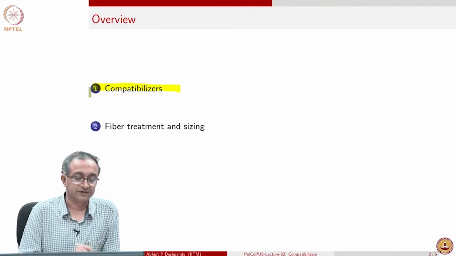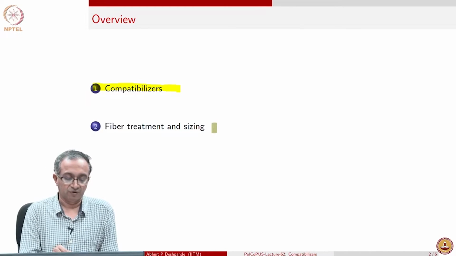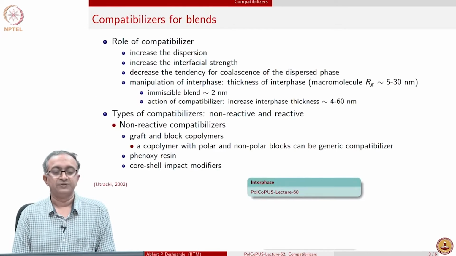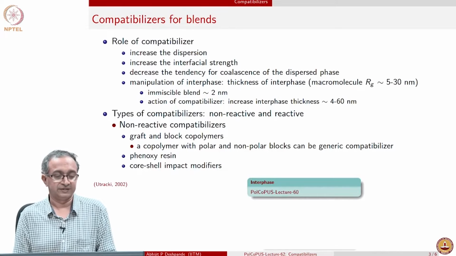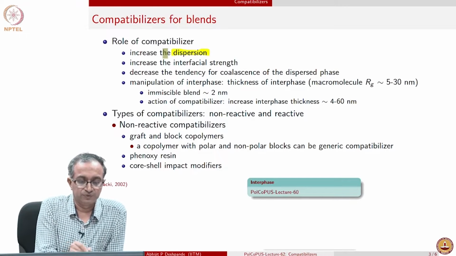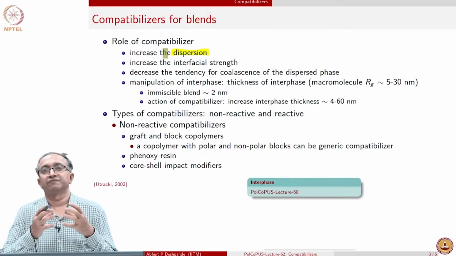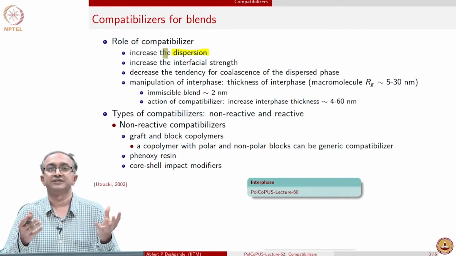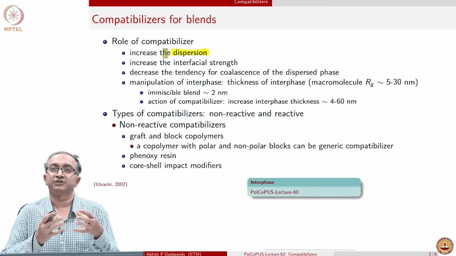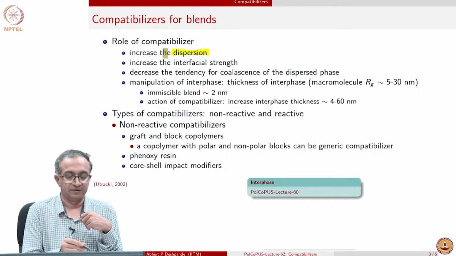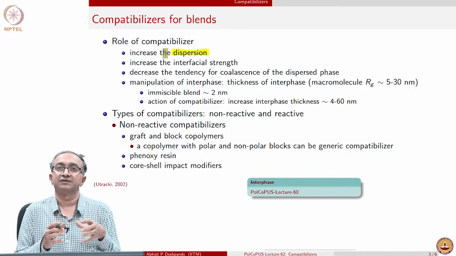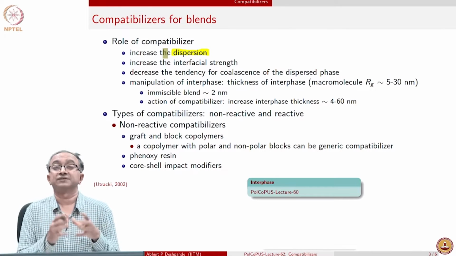We will look at what are the different types of compatibilizers, and also we will see these compatibilizers in case of composite materials. So, compatibilizers for blends, their main role is to increase the dispersion. If two macromolecules are not miscible, if two polymer systems are not miscible, then the tendency will be for them to form layered materials. But what we want quite often is dispersion of one component in another. And therefore, when we say increase the dispersion, what we imply is that both the polymers are as well mixed as possible.